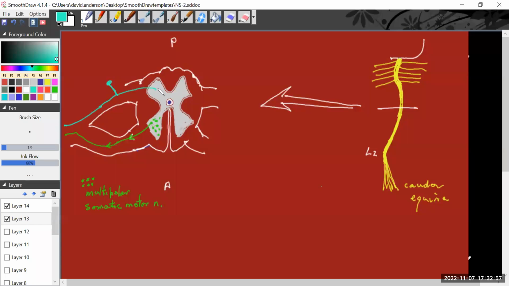Okay, now this turquoise line I just drew represents the sensory input to the spinal cord. So a spinal nerve is going to have both a sensory and a motor component to it. So we'll talk about that when we get to the peripheral nervous system. But what we need to see is that this sensory neuron is entering the spinal cord, but we drew the body outside.